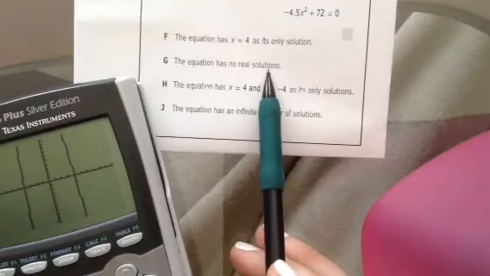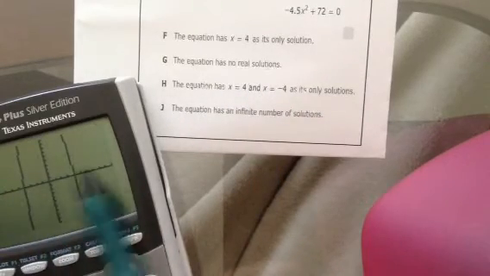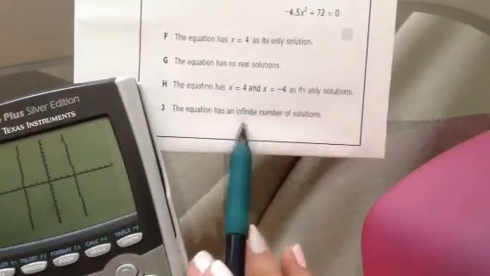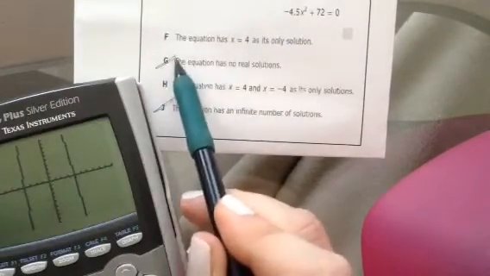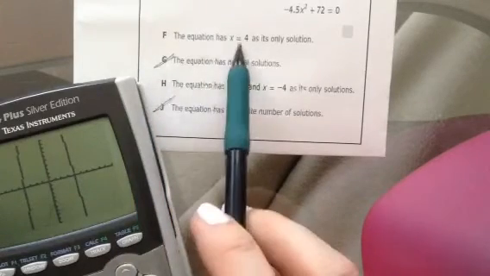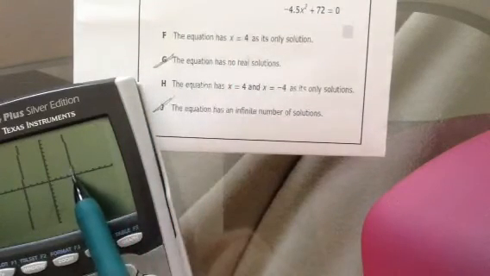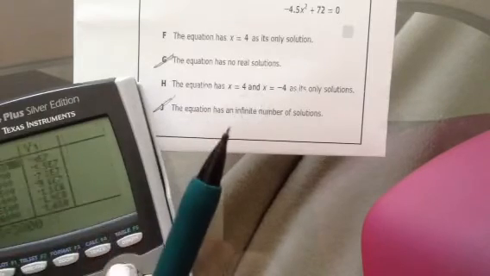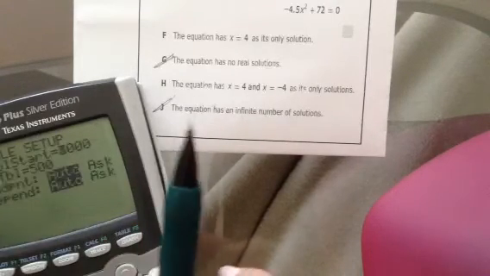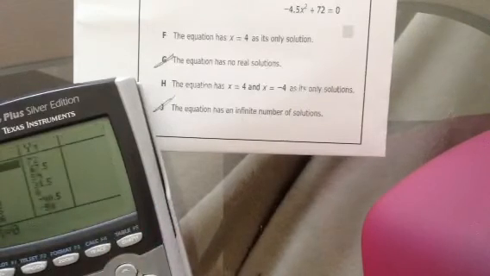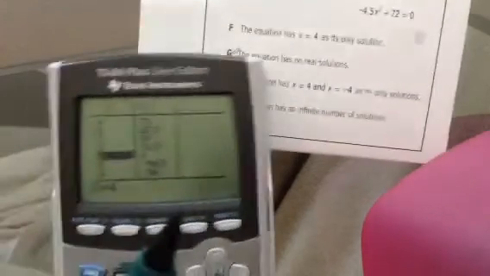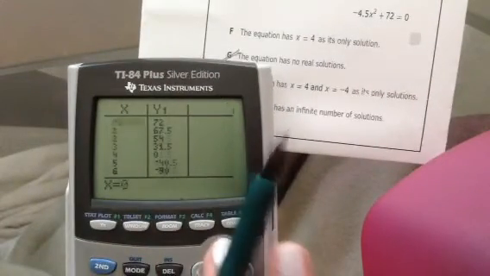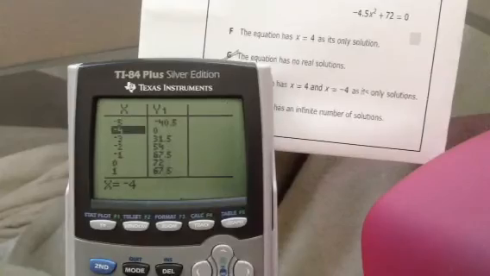No real solutions, it would just not cross the x-axis at all. We're at 0. Infinite solutions doesn't make sense for this type of equation. And if it was only at positive 4, the vertex of the parabola would be at positive 4. But you can go back and look in the table. And we have a 0 here at 4. You can't see that. A 0 at 4 and a 0 at negative 4. So the answer is H.